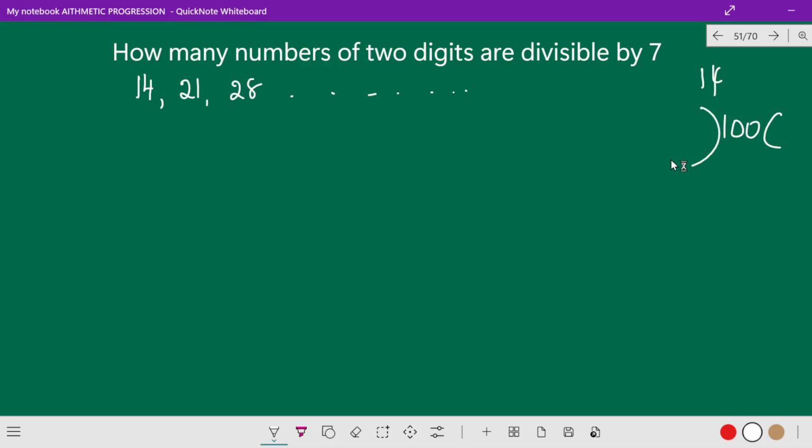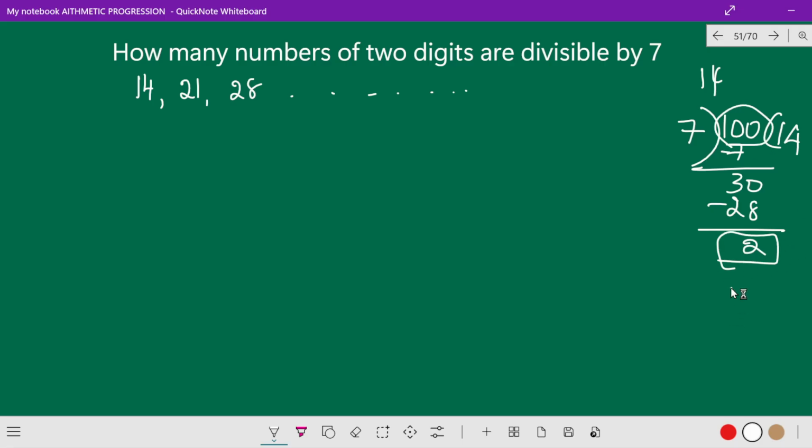Just take 100, divide by 7. 7 1s are 7, 3 remaining. 7 4s are 28, 2 remaining. Means if I subtract 100 minus 2, it will become 98. So 98 will be divisible by 7. 7 1s are 7, 2 remaining, 7 4s are 28. So this is how to find the last number. So 98 is the last number.